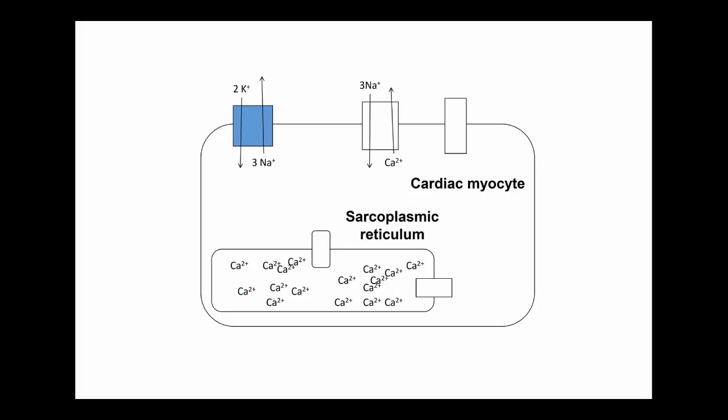If we look at the molecular players, we have our sodium-potassium ATPase, which is maintaining low sodium concentration inside the cell. We have a sodium-calcium exchanger, which is using the energy stored in a sodium gradient to drive calcium against its concentration gradient, removing it from the cell. We have an L-type calcium channel, so this is a voltage-gated calcium channel. We have an ATP-driven calcium pump that's pumping calcium into the sarcoplasmic reticulum, and then finally a ryanodine receptor, which is a receptor for calcium. This releases calcium from the sarcoplasmic reticulum whenever there is calcium in the cytoplasm.